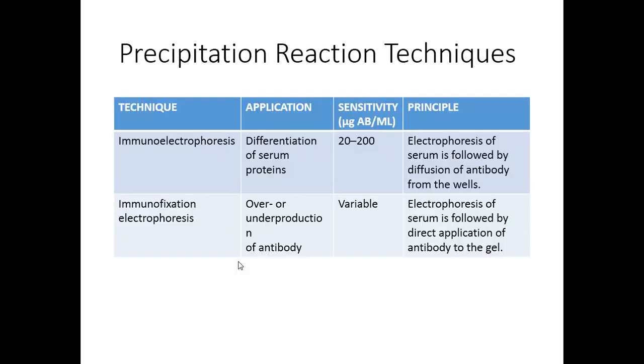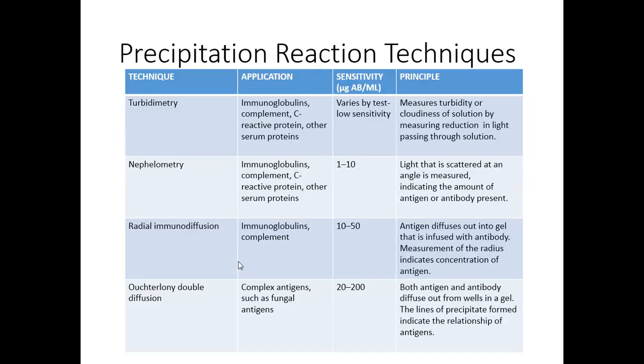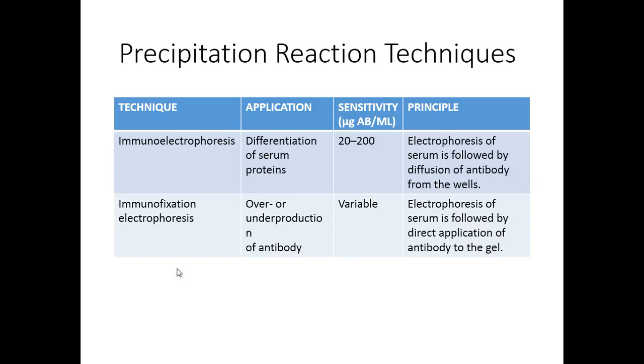So let's take a look at precipitation reactions. Again, we're going to be looking at turbidimetric, nephelometric, and radial immunodiffusion, which is not in your book, but I thought it was good to get a snapshot picture of it. We're not going to spend time on it really. Sadly, we are going to spend time on Ouchterlony, which usually gives people a headache, immunoelectrophoresis, and immunofixation electrophoresis. So let's take a look at these.